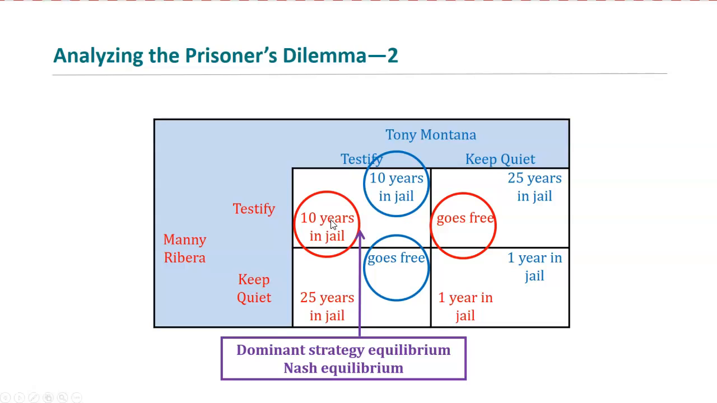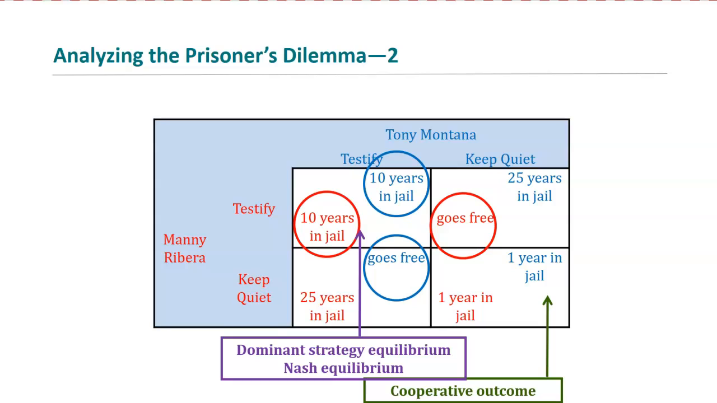Notice that the Nash equilibrium is actually not as good as if everyone had kept quiet. The cooperative outcome, if they were able to trust each other and had no incentive to cheat, right? They're able to trust each other and know for sure what the other guy's going to do, then everybody keeps quiet, they each serve their year, and they go home, right?